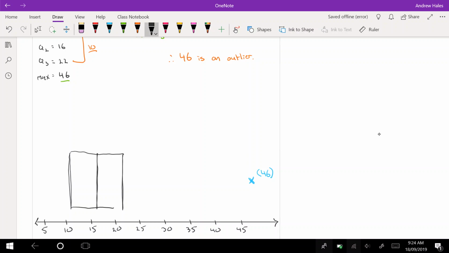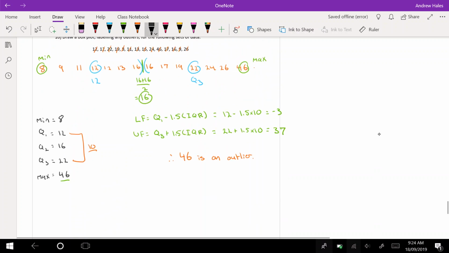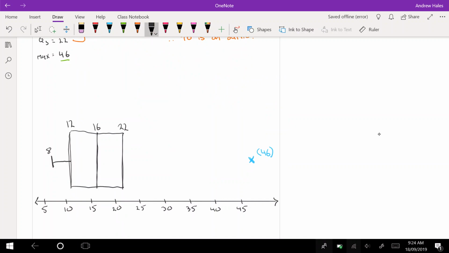And again, since they're not exact here, label it. So that's 22, that's 16, that's 12. My minimum value is at 8. So that's 8. Then my new upper value, if I go back to my data, 26 is the next most upper value. So that becomes my new maximum in my plot because the 46 is an outlier. So I go to where 26 would be, and I draw that line there.